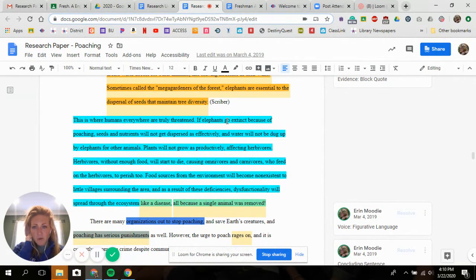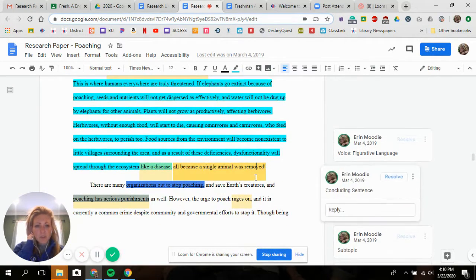But that would be another great way. Oh, right here. Yes, so it's spreading like a disease, all because a single animal was removed. Again, they're reminding us of their stance too. They're always saying that this is awful, that they are on the con side. They are against poaching. They're always reiterating that this is wrong, this is negative, this is bad, by reminding us of the stance that they had in their claim. So they're constantly reiterating that.